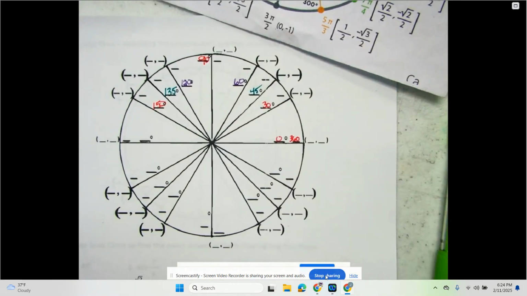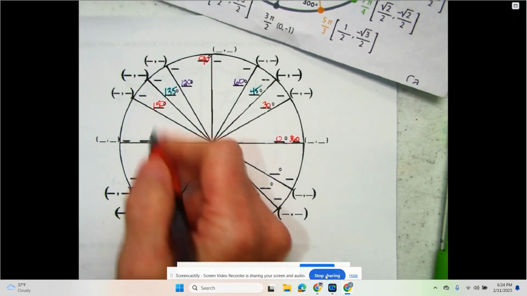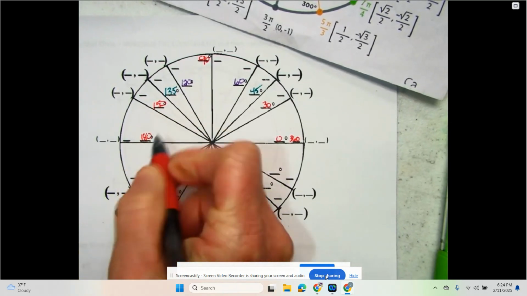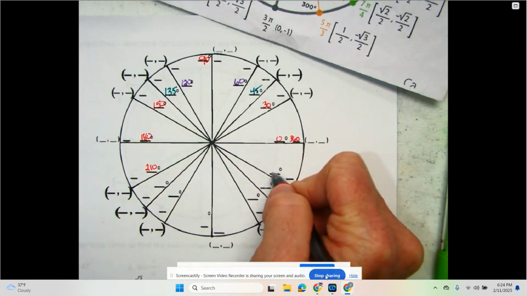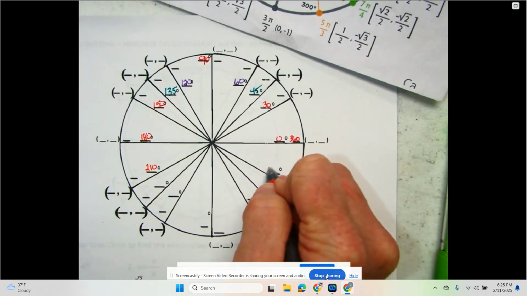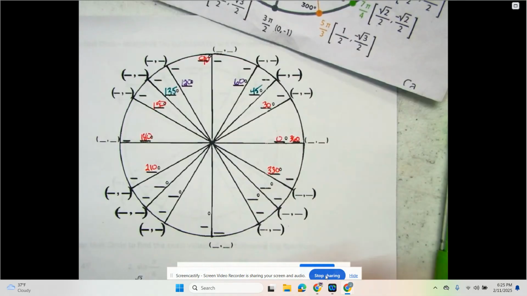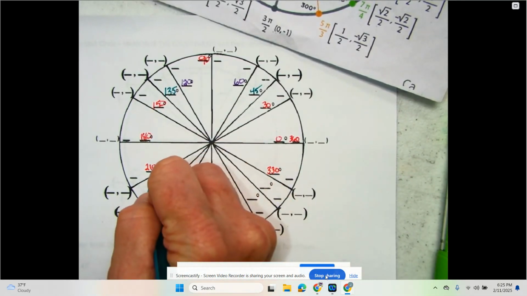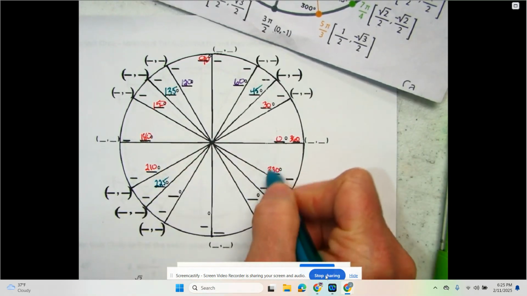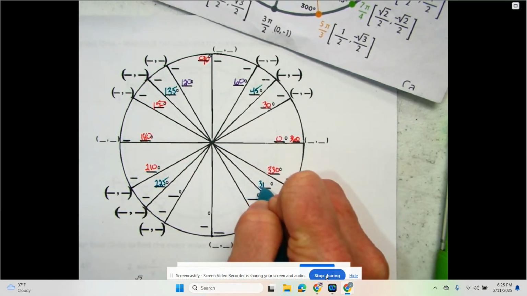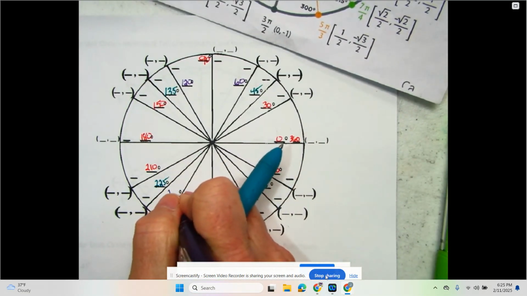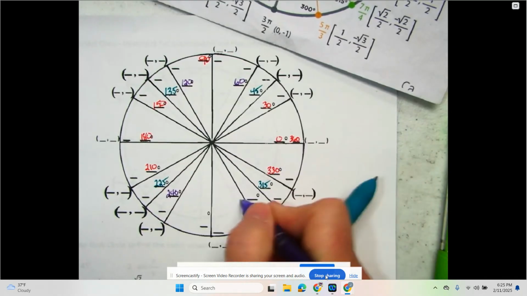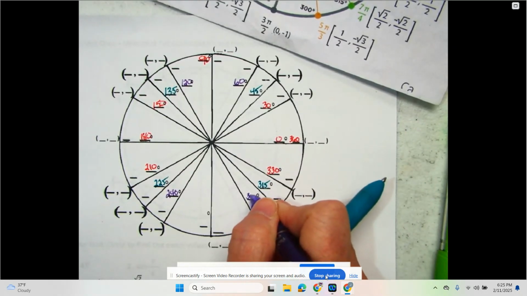So now if I go 30 degrees down, well, this is 180. If I go 30 degrees down, that's going to be 210. If I go 30 degrees down here, that's going to be 330. 45 degrees down puts me at 225. 45 degrees down here puts me at 315. 60 degrees down puts me at 240. 60 degrees down puts me at 300.